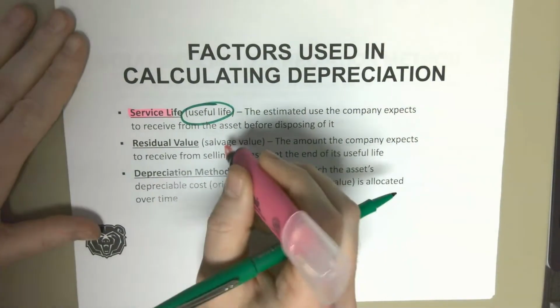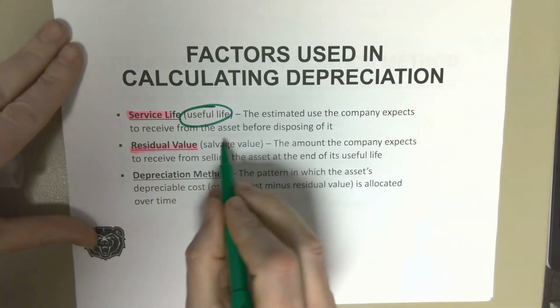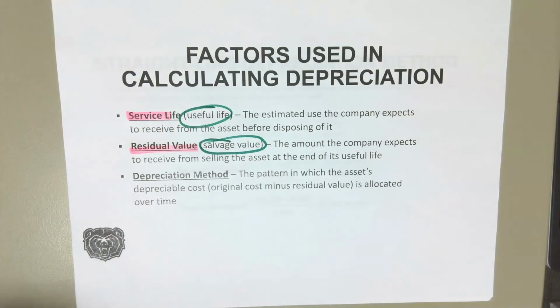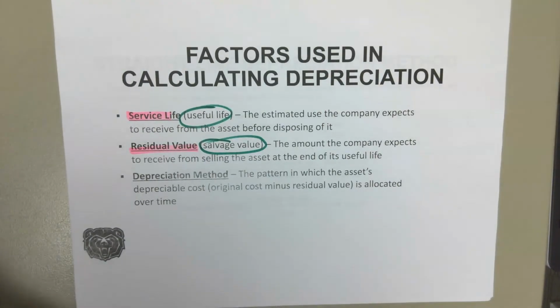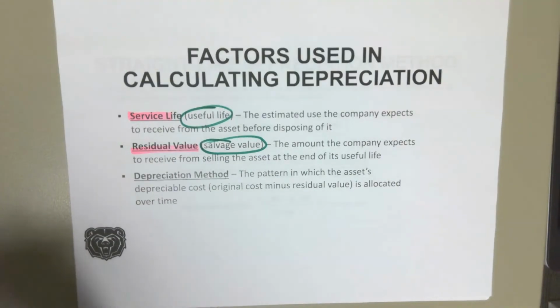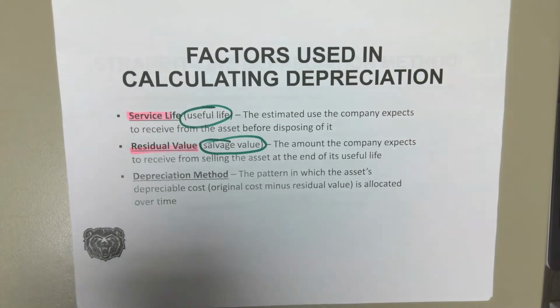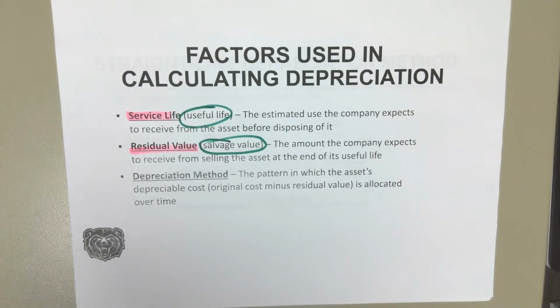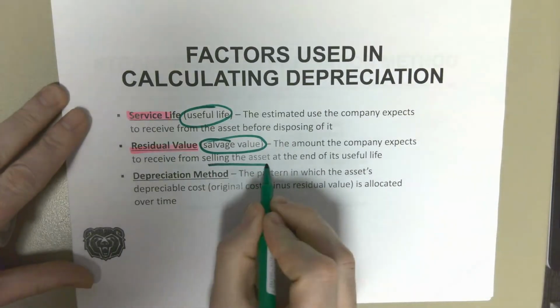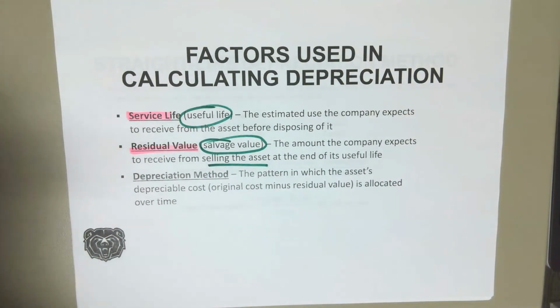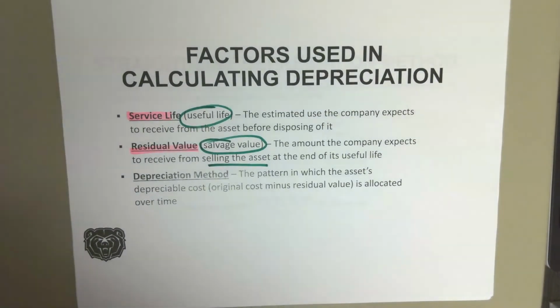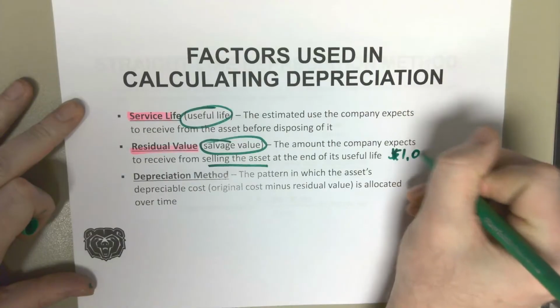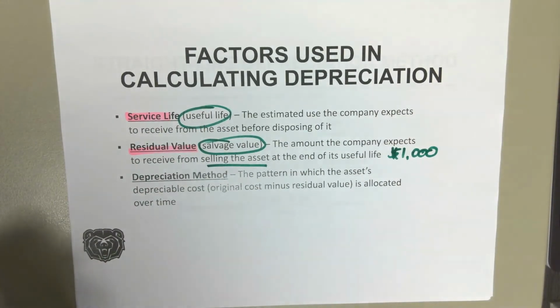The other one is residual value, aka salvage value. Again, be familiar with either one of those terms. They will be used interchangeably by myself and by your homework. This is essentially the amount that the company expects to receive if they sold the asset at the end of its useful life. So let's say O'Reilly's decides to sell one of those sweet Ford Rangers, and they think that they can get $1,000 for it at the end of its useful life. That $1,000 is their residual value. That is the salvage value.